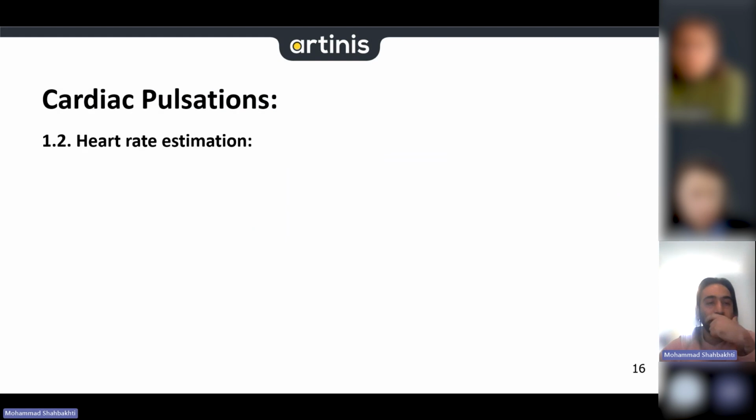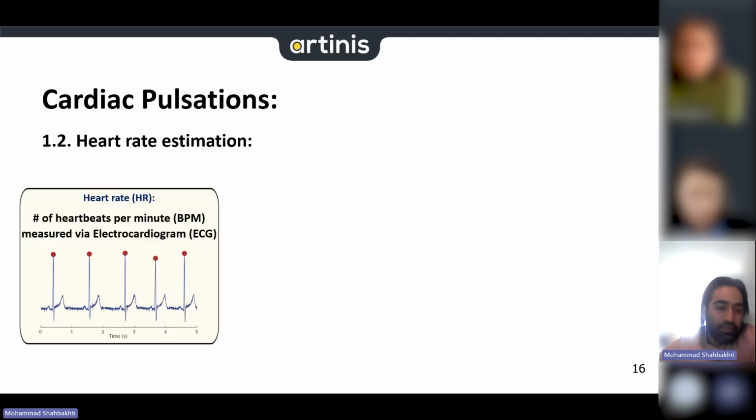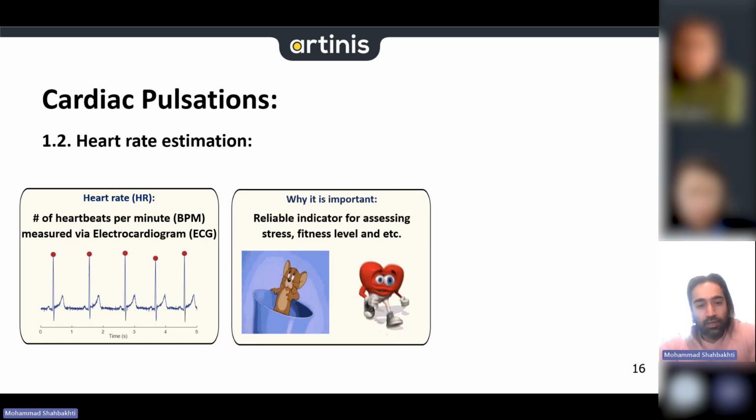The second application of cardiac pulsation can be heart rate estimation. First of all, heart rate is the number of heartbeats per minute, which is measured via electrocardiogram or ECG. In this case, you can see that in 5 seconds we have 5 cardiac cycles, so the heart rate is 60 beats per minute. Why is it important? Because it's a really fabulous indicator which can be used for assessing stress, fitness level, mental workload, and these sorts of things.